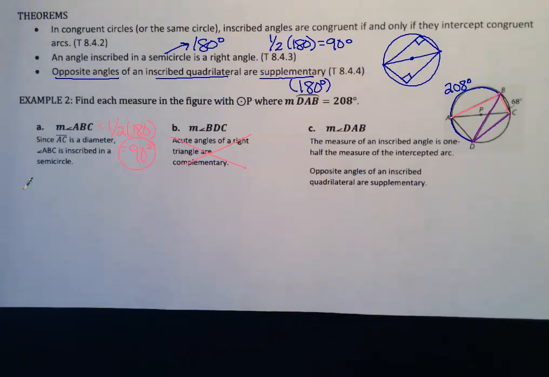Because see, here's the thing. Why I say this is not helpful: acute angles of a right triangle are complementary. Okay, great. But how do I know that that's a right triangle? It doesn't look necessarily like a right triangle. How on earth would you know that triangle BDC is a right triangle? So having this hint isn't really helpful until you know that it's a right triangle, which it doesn't give you.